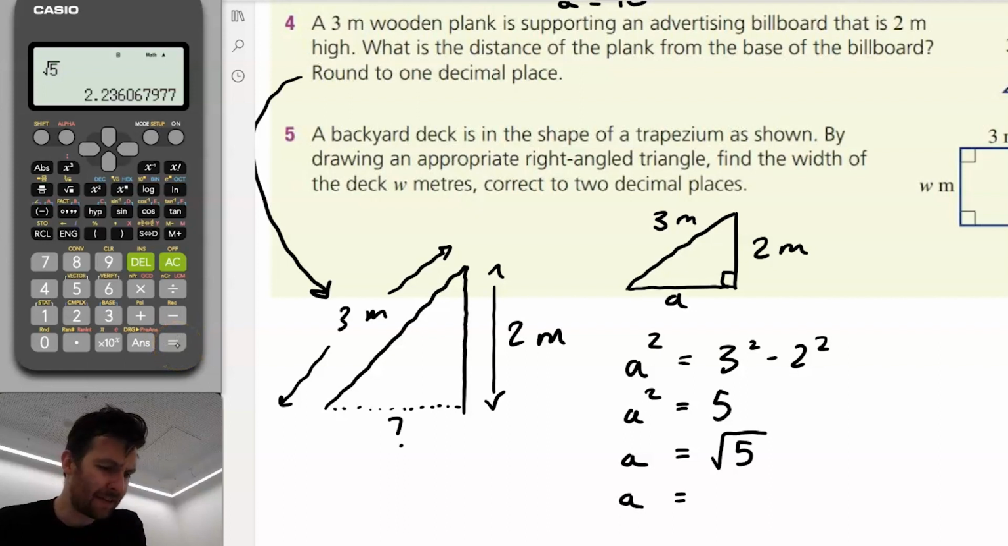So the answer the calculator gives us is 2.236. We want to round that to 1 decimal place. So let's look at the 2. The next digit is a 3, so we're not going to round it up, we're going to round down. And our answer is 2.2 meters.